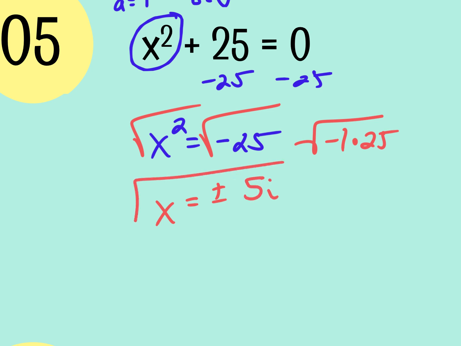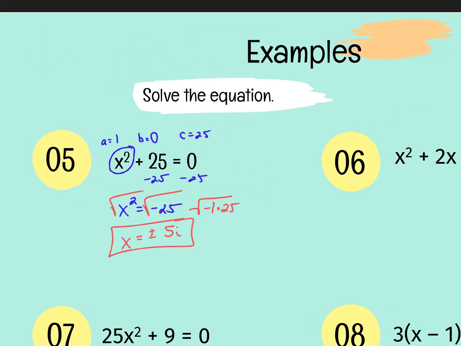5i. If you have a very simple question like that, and you tell me the answer is plus or minus 5, that is a huge chunk of points off because a negative underneath the square root means it's an imaginary number. If you guys forget the plus or minus, which a lot of you did on your test, that's also a big mistake because how many answers should you have for this question? 2. If you tell me it's just 5i, you're missing half of the answer. So just little stuff like that, pay attention to.